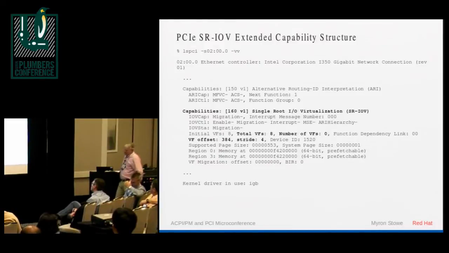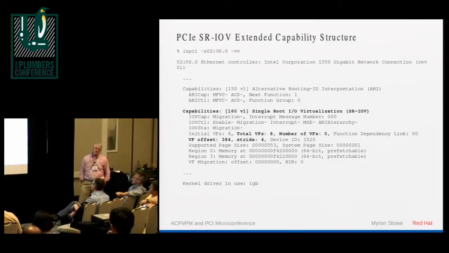The way that a device says that it's SR-IOV capable is it has an extended capability structure in the PCIe extended capability structure. I think it's hex 10 is the ID for it. This is an lspci of an Intel device that supports SR-IOV.